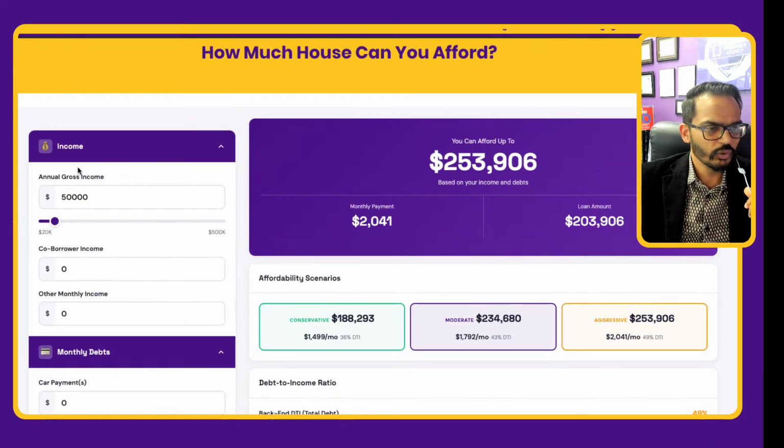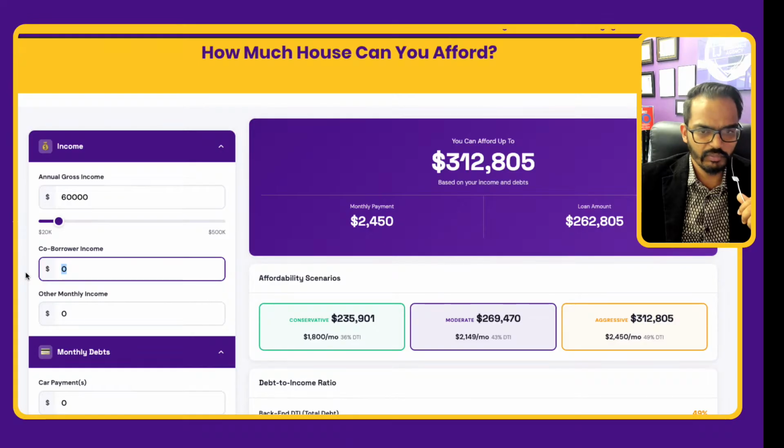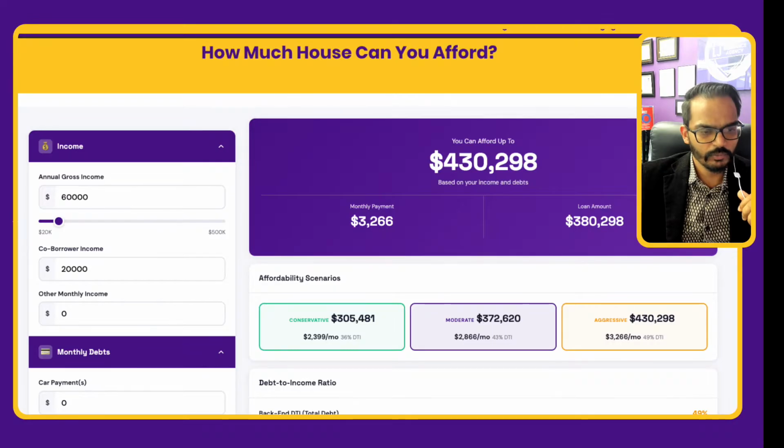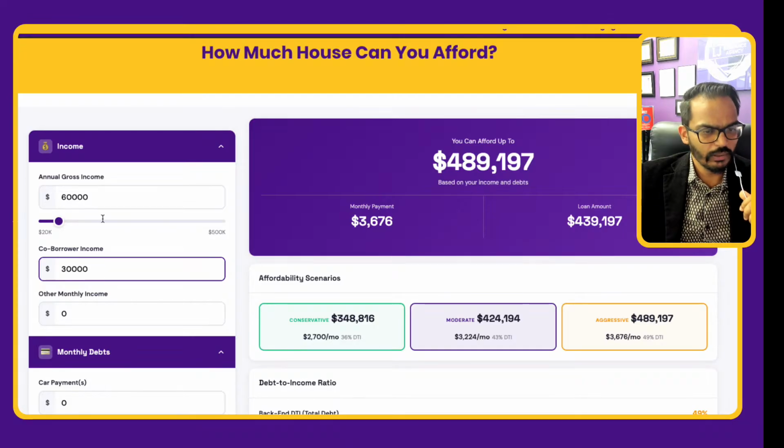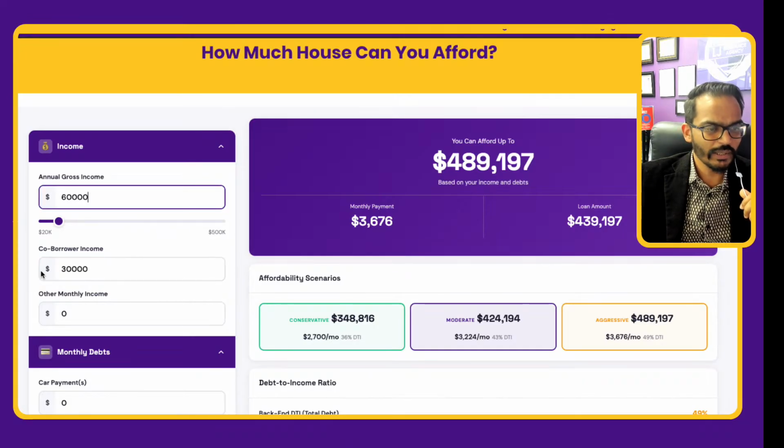So, the first part is your income here, right? You see by default $50,000 here. So let's say your income is $60,000, and then you have a co-borrower, right? You have a second person who's making $20,000. You can add that here. If the second person is making $30,000, you can add that. If you add total income in one, that's perfectly fine. If you have a breakdown for the primary borrower and the secondary co-borrower, you can break it down as well, right? So that is your income.